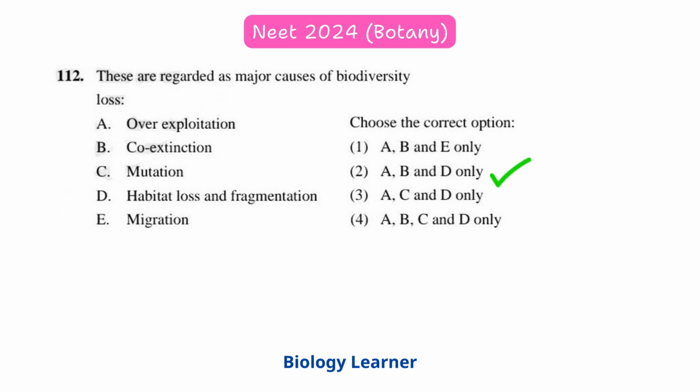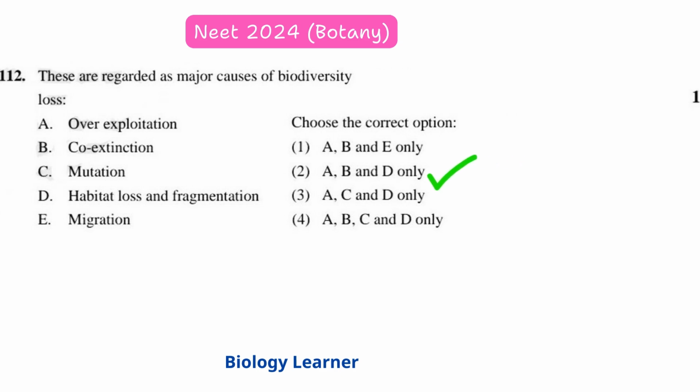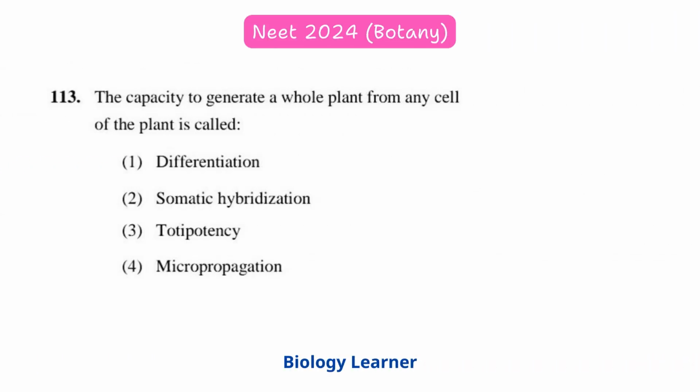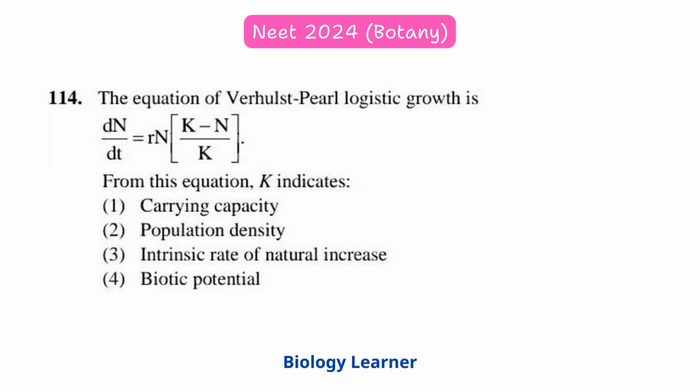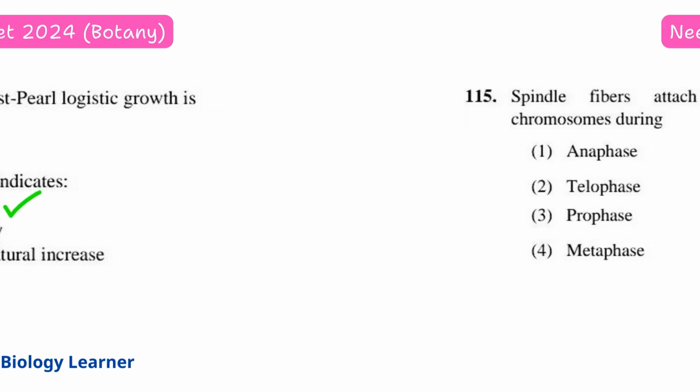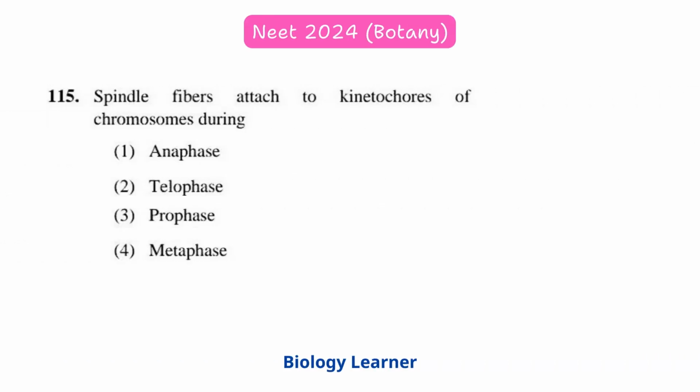The correct option is option 2. A, B and D only. The capacity to generate a whole plant from any cell of the plant is called totipotency. From this equation, K indicates carrying capacity.